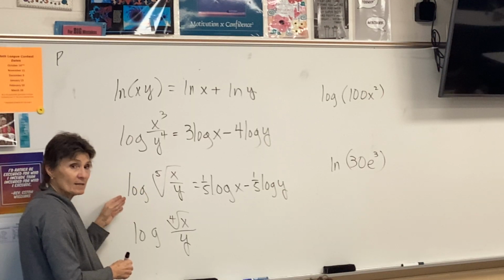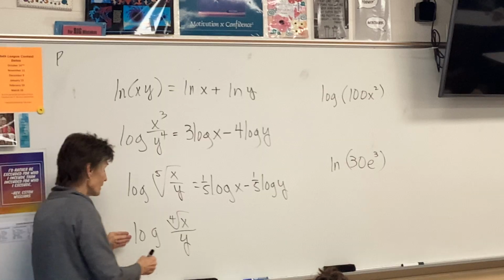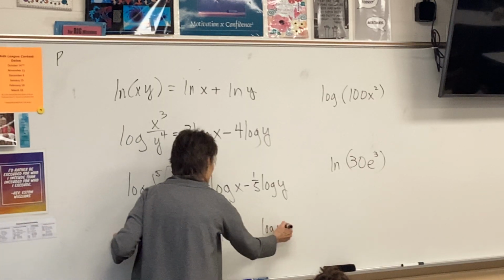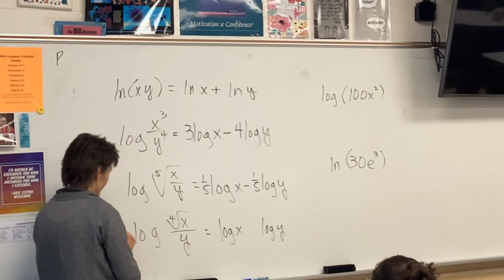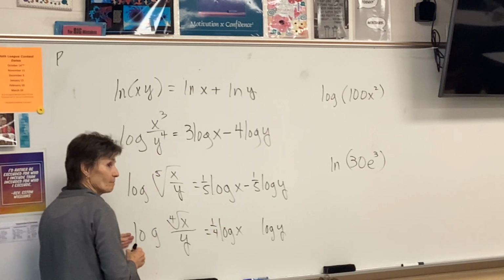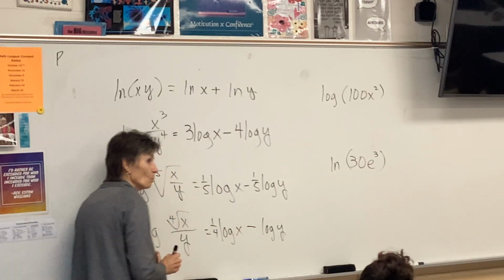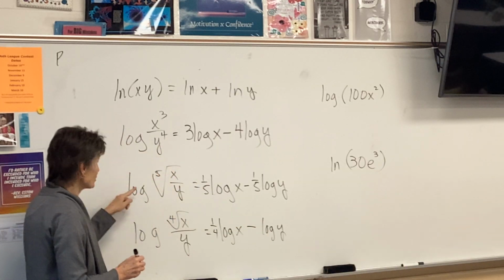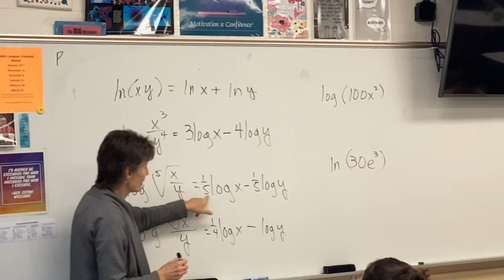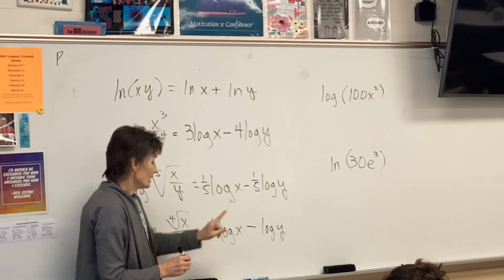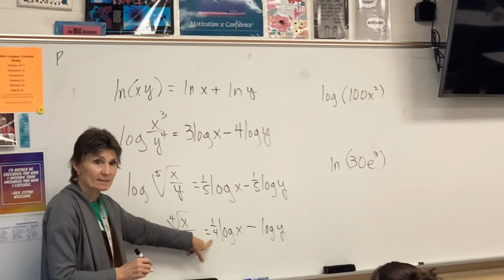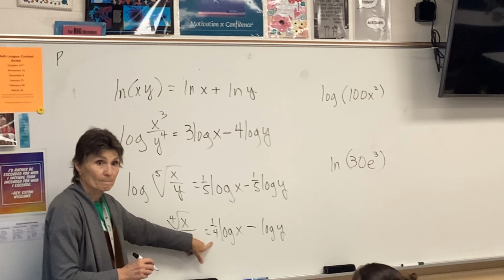Are you getting the hang of this? Yes. All right, so what's this one gonna be? Again, you're gonna have log x and log y. You're gonna have 1/4 on the x, but nothing for the y, and a minus. So in this one, they were both under the radical, so they both got the 1/5. In this one, only the x is under the radical, so only the x gets the 1/4.